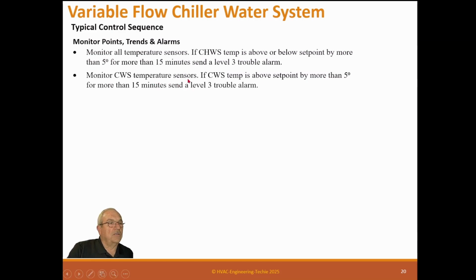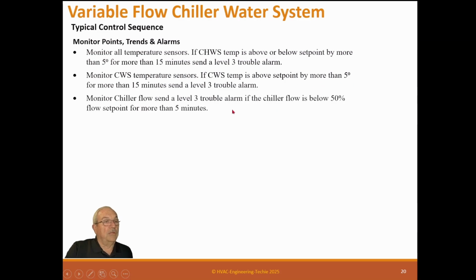It monitors the condenser water temperature: if it's above 105 degrees for 15 minutes, a level 3 trouble alarm. Monitor chiller flow: a level 3 trouble alarm if the chiller flow is below 50% of the flow set point for more than 5 minutes. So if it goes below flow, that trouble 3 is fine. When the chiller shuts down because it has no flow, it'll be a level 2, and you'll go see what's going on. Alarm all equipment run failure, level 2 alarm.